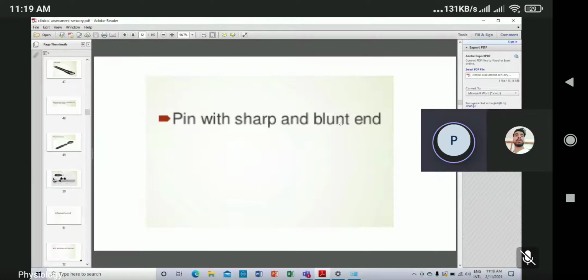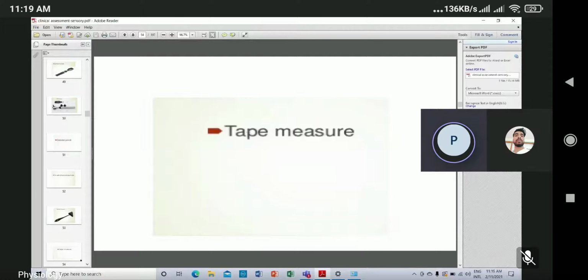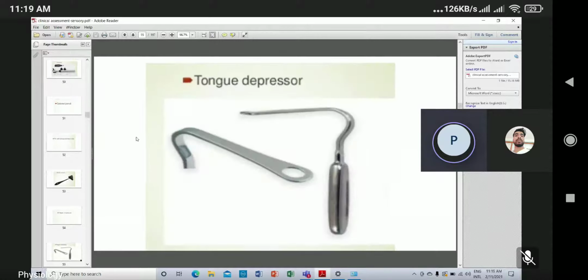Pin with sharp and blunt end. Sharp end for pain sensation, blunt end for pressure sensation examination. Reflex hammer. This is for motor system examination. Tape measure, measuring tape for motor system exam. Tongue depressor for cranial nerve exam.